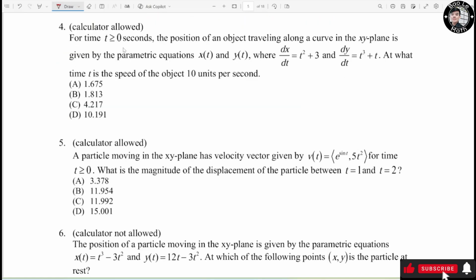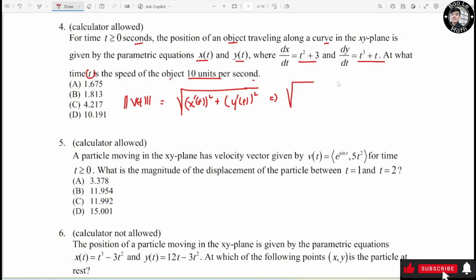Question 4. For time t greater than or equal to 0 seconds, the position of an object traveling along a curve in the xy plane is given by the parametric equation s of t, y of t, where ds over dt equals t squared plus 3, and dy over dt equals t cubed plus t. At what time t is the speed of the object 10 units per second?